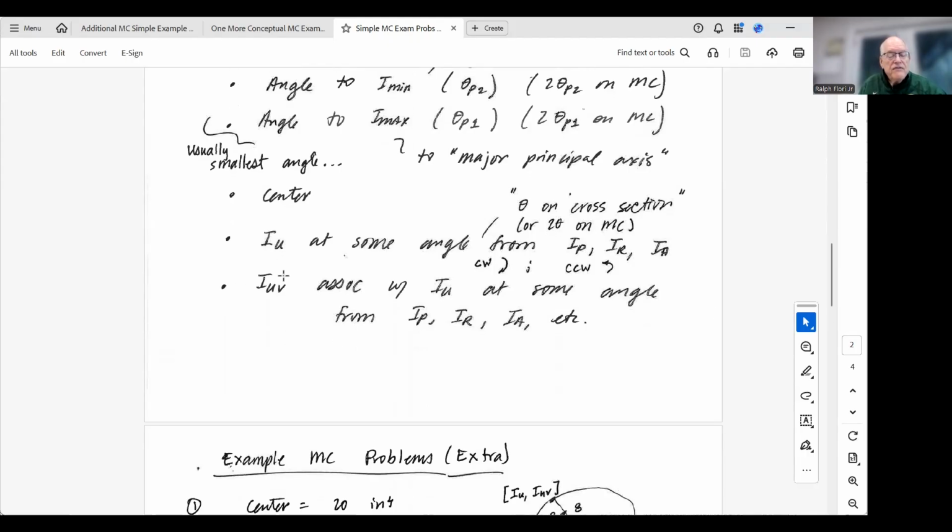You might be asked to find the product of inertia associated with that rotated point. The product of inertia is basically the vertical. You're usually given enough information to build out this triangle, and usually the vertical is the product of inertia. Usually the base is the IU minus the I average, or IX minus IY divided by 2. Once you can build that triangle, then you can get the angle, or if you have the radius and the angle, then you can get the sides of the triangle.